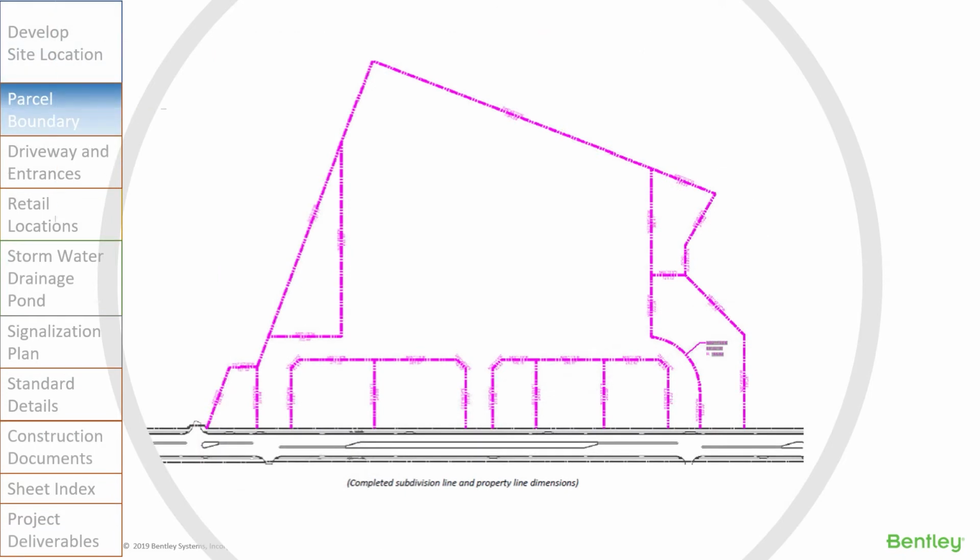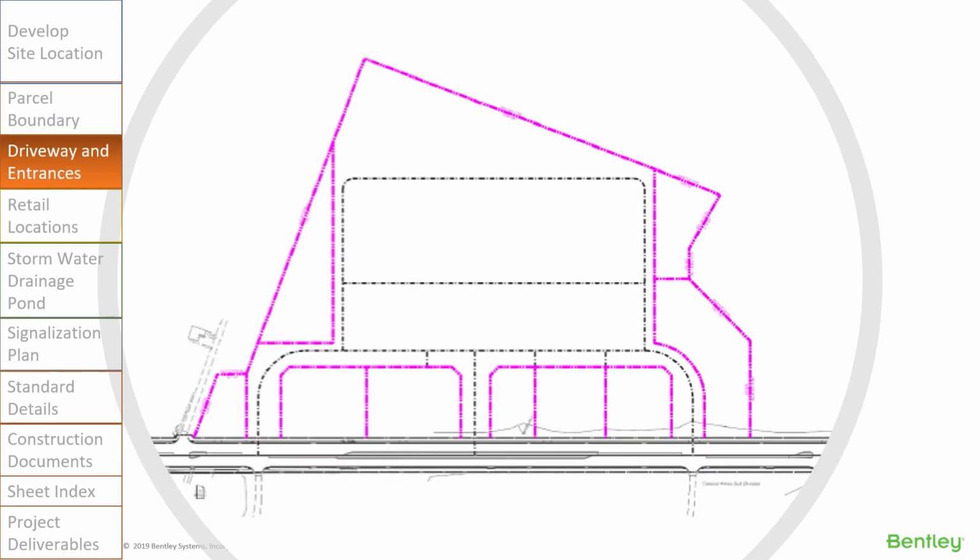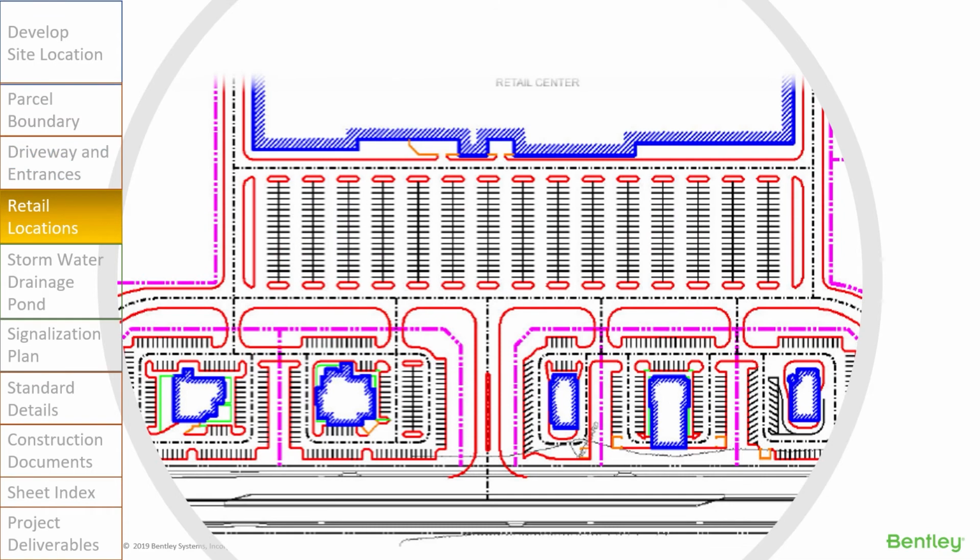Followed by subdividing that property boundary into several parcels, dimensioning with distance and bearing, placing a note. You'll then add driveway and entrance center lines and edge of pavement. Then detail out the retail locations, add building footprints, hatching, parking areas, lighting, and landscaping.